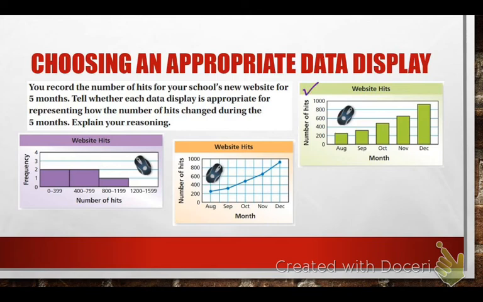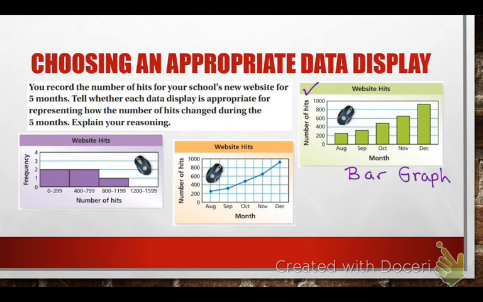What kind of data display is this? Bar graph. Very good. It's a bar graph, and it definitely is accurate because it shows the data, how many hits per month.